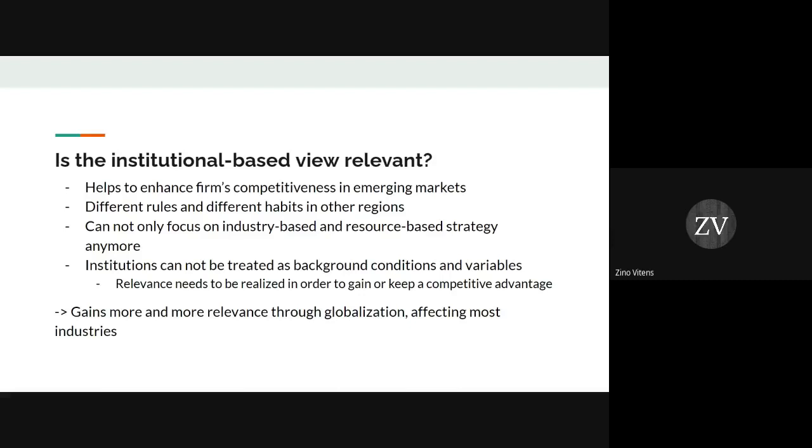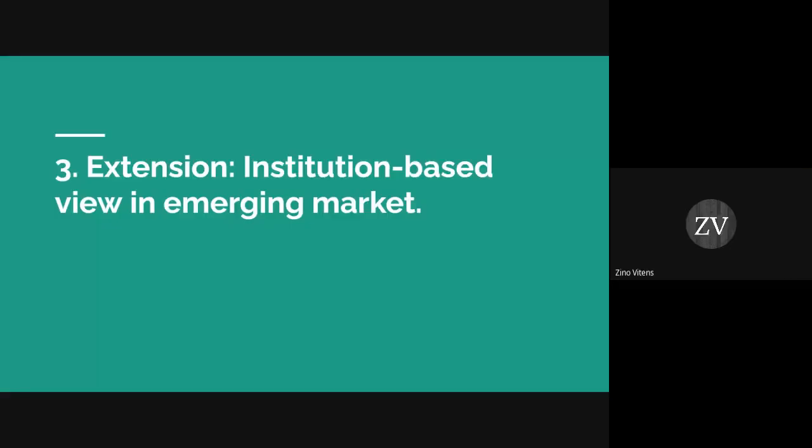And it helps to analyze different rules and different habits in other regions. So what might be normal in China isn't done in Europe. For example, in China, different companies meet up to talk about prices, and this would be illegal in Germany because it's unfair. And nowadays you cannot focus anymore on only industry-based and resource-based strategy because institutions are getting more and more important. New movements arise, like the climate change movement gains more popularity, and it gains more and more relevance through globalization, and it's affecting more industries because they are globalizing. Now, moving on.